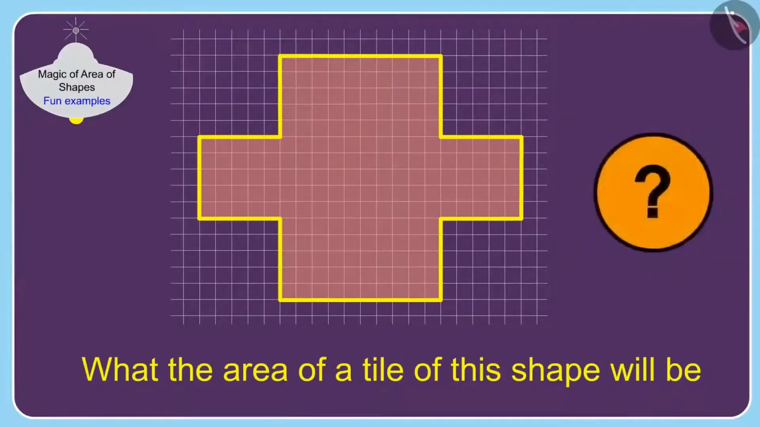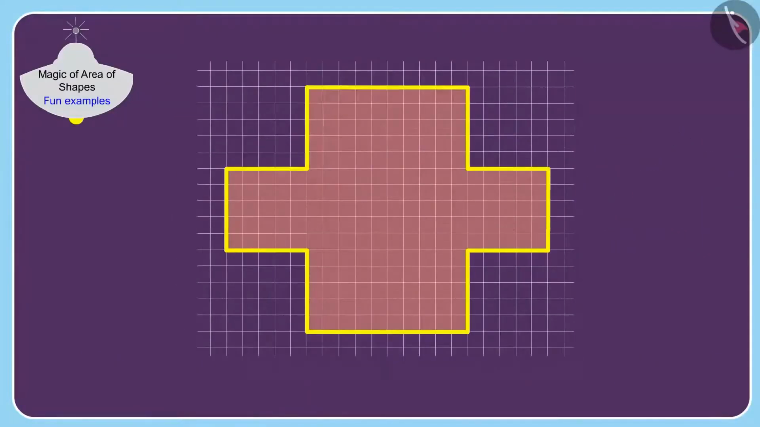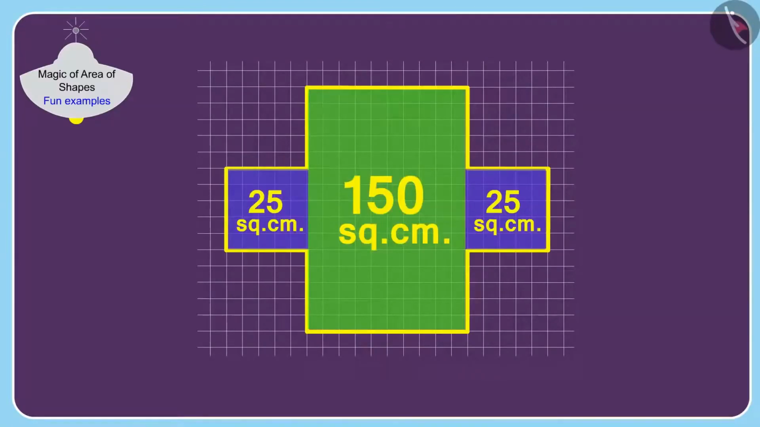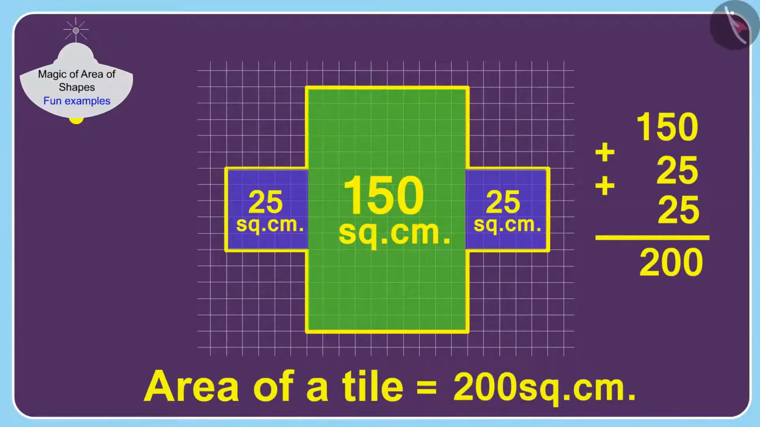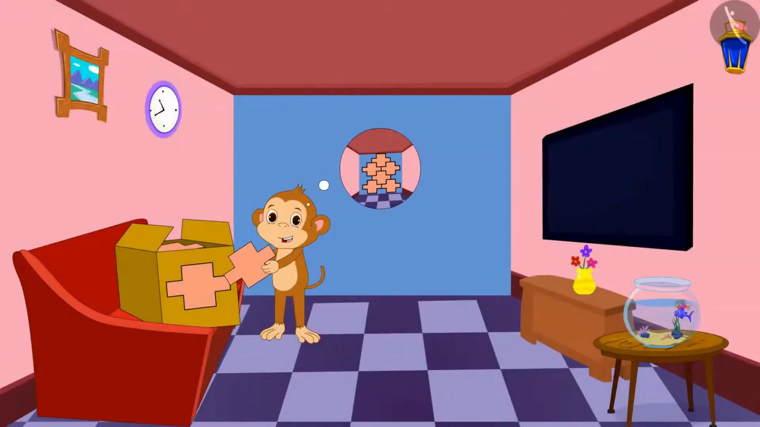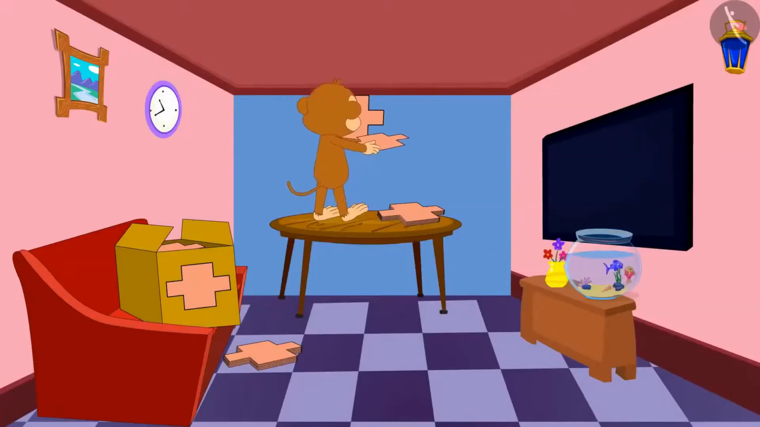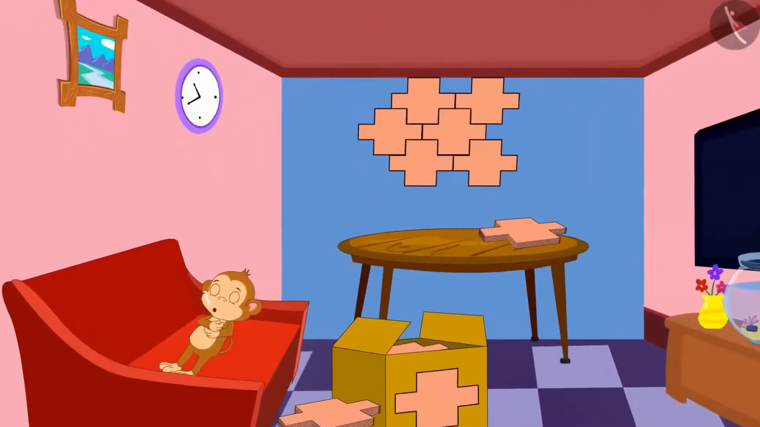You can stop the video and calculate the answer. To find the area of this tile, we can divide this shape into squares and rectangles in this way. In this way, the area of this tile is 200 square centimeters. I can decorate my walls with these tiles, thought Babban. Babban started decorating his wall with these tiles in this way. After putting some tiles, Babban fell asleep.